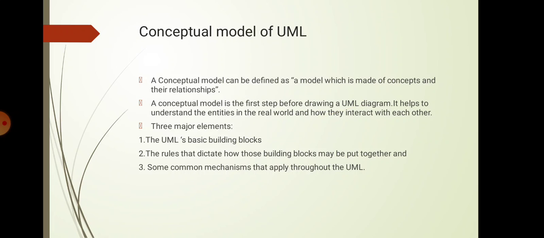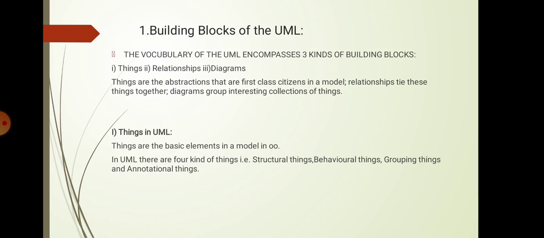To understand UML, you need to form a conceptual model of the language, and this requires learning three major elements. First is the UML basic building blocks. Second is the rules that dictate how those building blocks may be put together, and some common mechanisms that apply throughout the UML. First is the building blocks of UML. The vocabulary of the UML encompasses three kinds of building blocks: first is things, second is relationships, and third is diagrams.